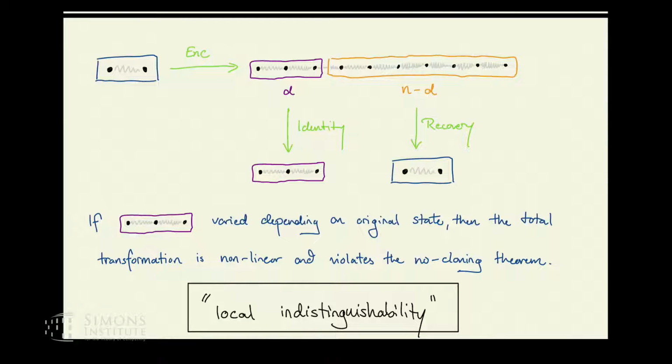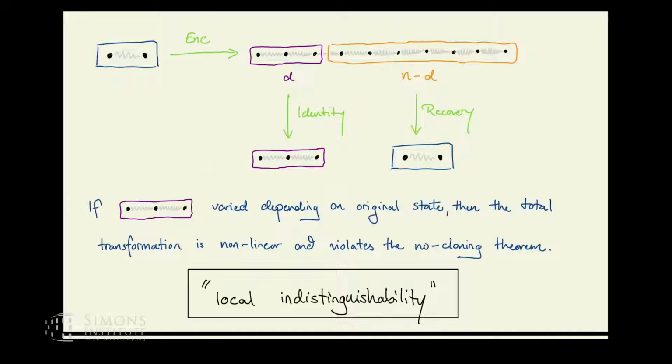Imagine I just applied the recovery map on the orange region. So I'm able to recover it, right, because it's a correctable error. I get back to the original state that I started off with. But if I just let this guy stay there, I just get the original state. So then I get that if whatever was resulting in this state depended on the original state, then the total transformation was nonlinear, and therefore it violates the no cloning theorem.